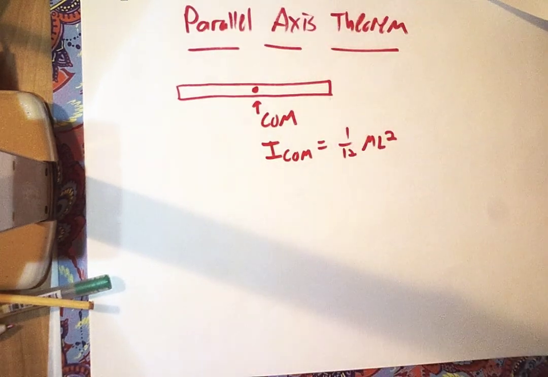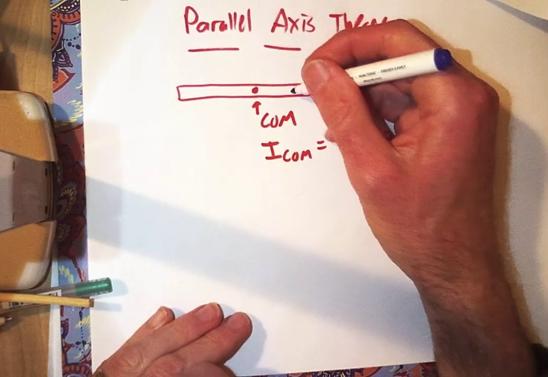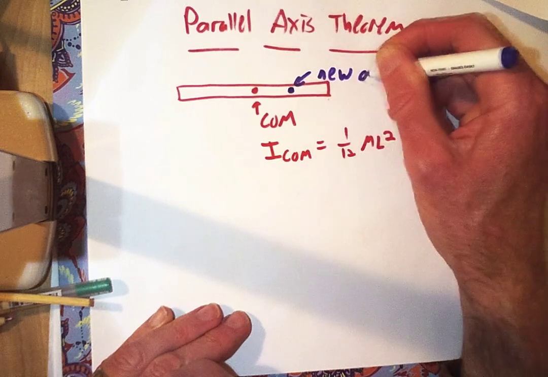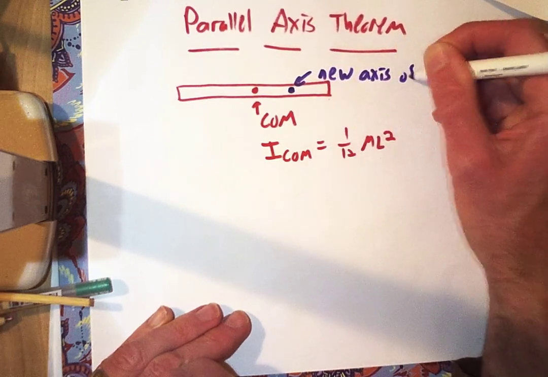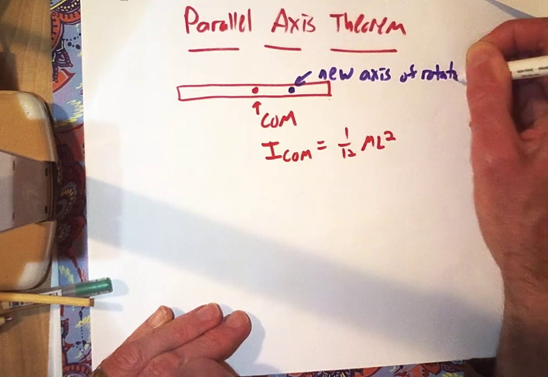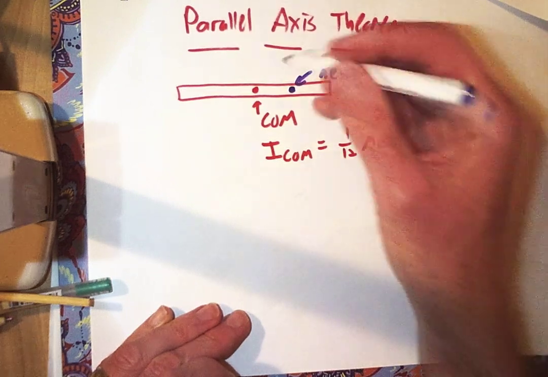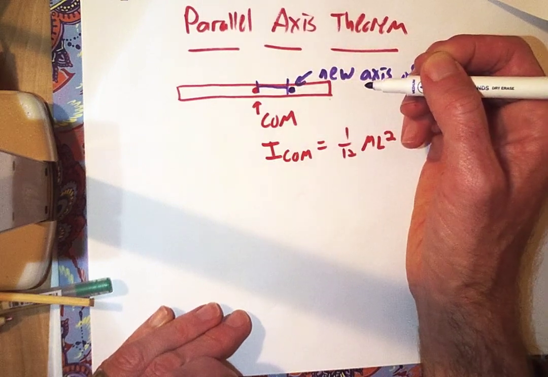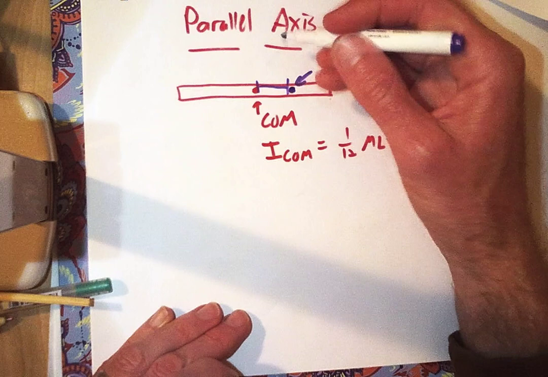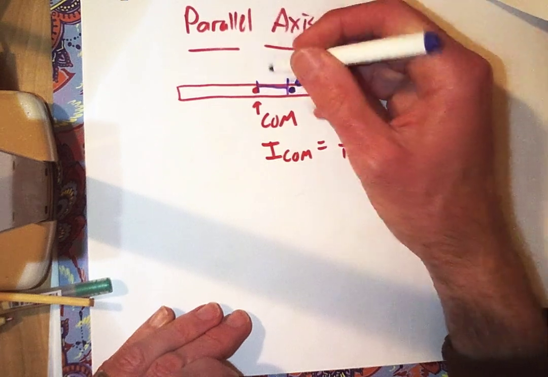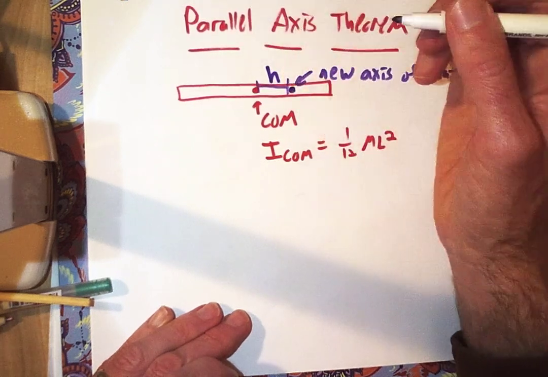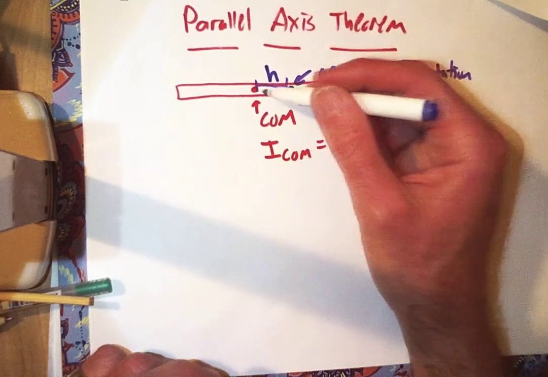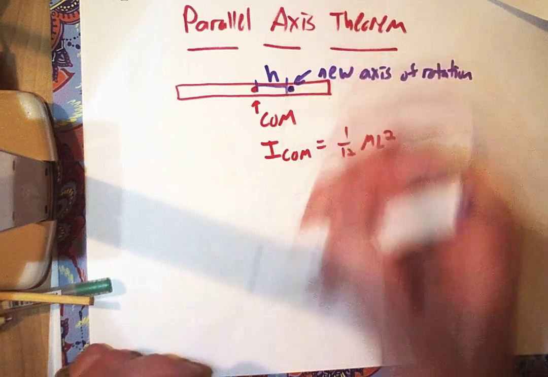Here's my new axis. Let me draw it on here, maybe in a different color. So this is going to be my new axis of rotation, as long as they're parallel. And then it's got to be a certain distance away over here. For some reason, I don't know why the physics people did this, but they defined the distance between the center of mass and the new axis to have this letter h. I don't know why they didn't leave it as an x or something like that. It's really silly because h usually means height, so I'm not sure why they did that.